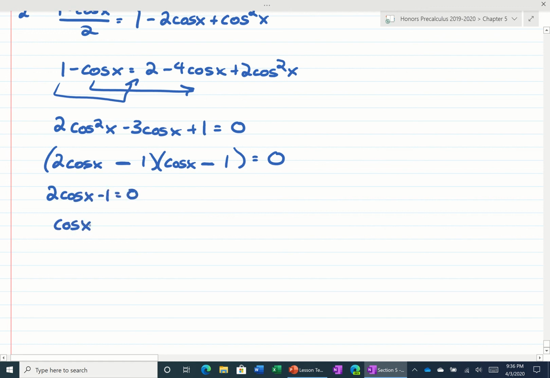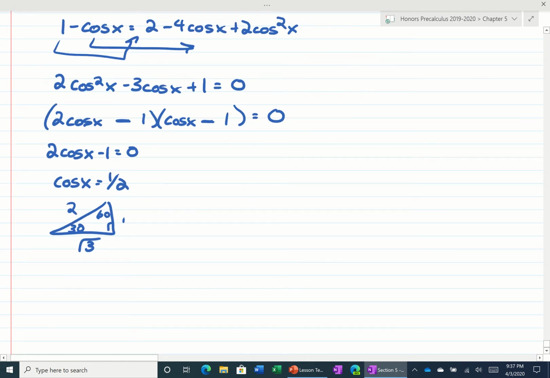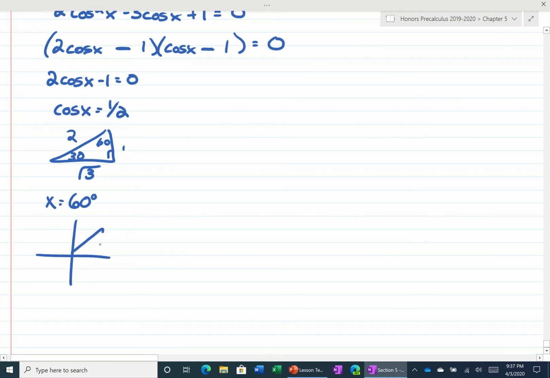So when is cosine of x 1/2? Well, I know it's 1/2 in a 30, 60, 90 triangle. And that would happen at 60 degrees. And 300. This is 60, but this angle right here is 300. In radians, this would be pi over 3, and this would be 5 pi over 3.